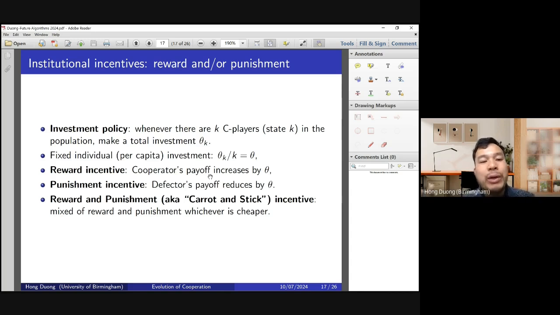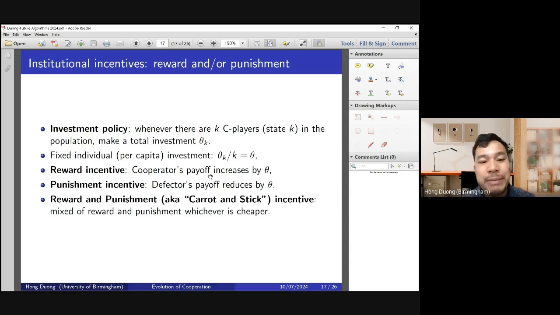We distinguish between two mechanisms. The first one is reward, which means the cooperator's payoff will increase by theta. So we reward a cooperator. And the other is the punishment incentive, which means we will punish defectors. We will reduce the defector's payoff by an amount theta.